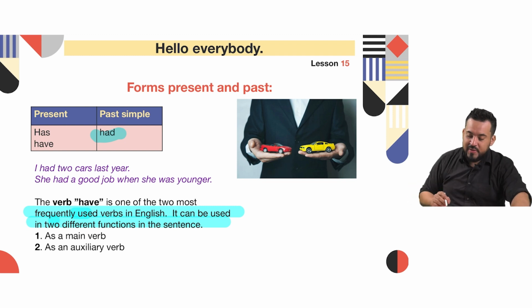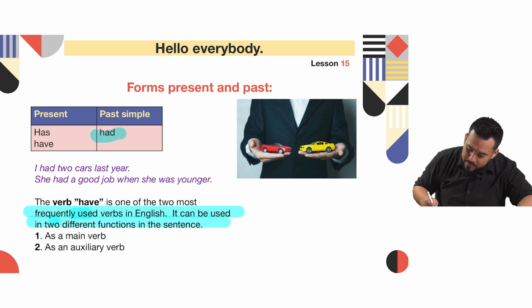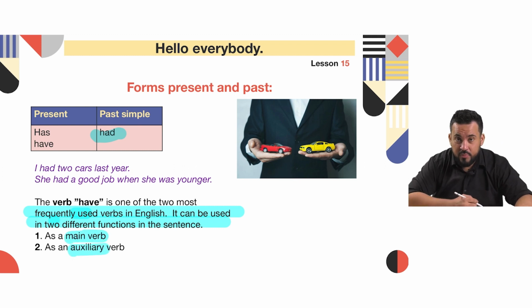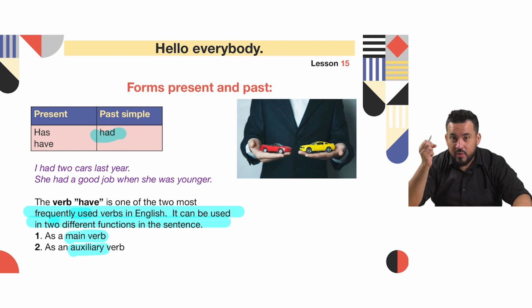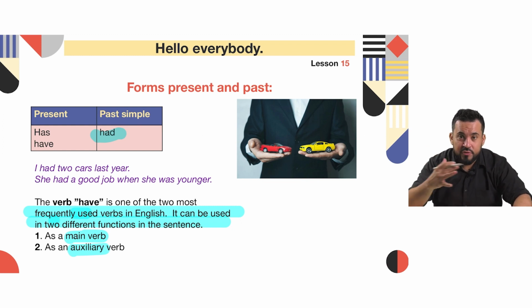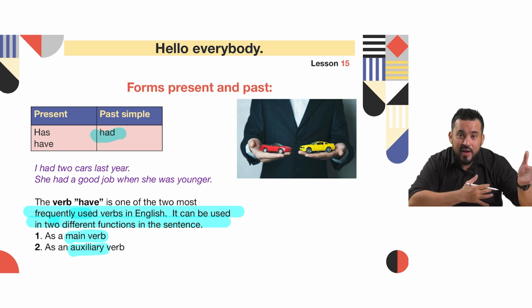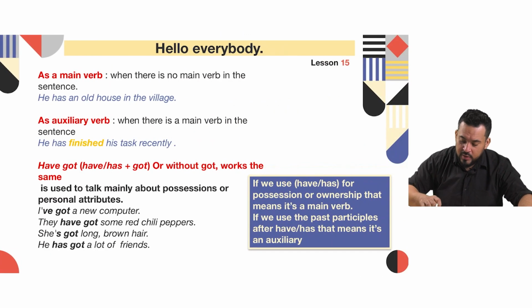Okay, so we must pay attention here because the verb have and has is used as a main verb or as an auxiliary verb. This is important to know how to treat the verb. So either the verb have is the main verb, the action verb, or it is an auxiliary, a helping verb. So how to differentiate, how to know when the have is a main verb or when it is a helping verb. Let's take a look.